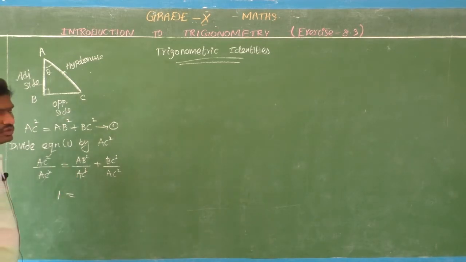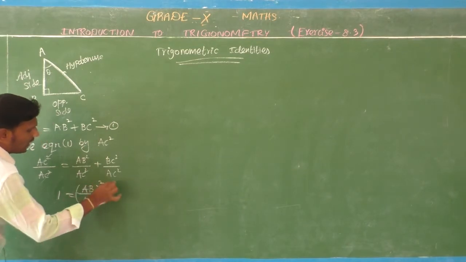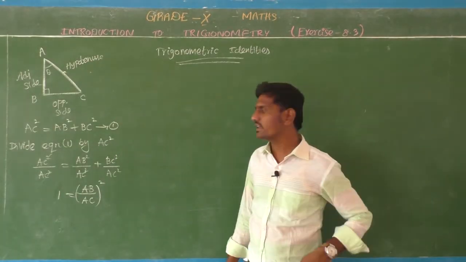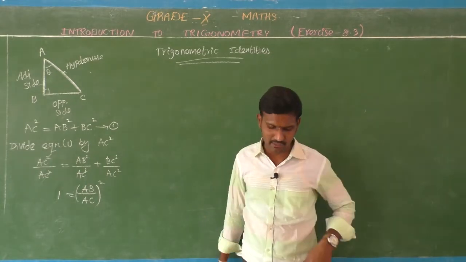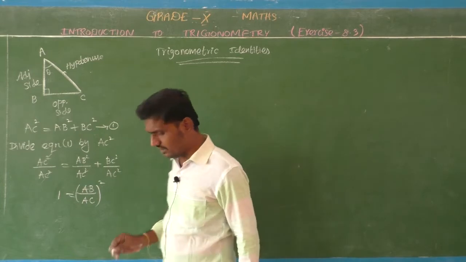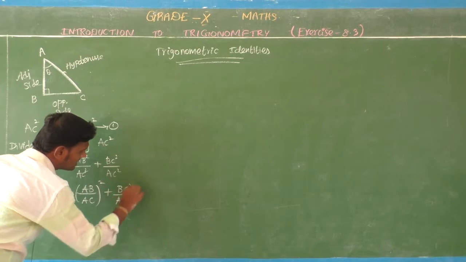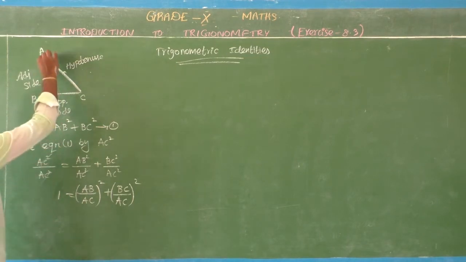So 1 is equal to, what do you have? AB by AC the whole square. Why? Because in the numerator and denominator both we have a square. Shall I take it like this? The whole of the numerator and denominator squared, like that I am going to take. Yes, students. And next you have one more term. What is that? BC by AC the whole square. And already you know AB by AC. What is AB? Here it is the adjacent side, and AC is the hypotenuse.